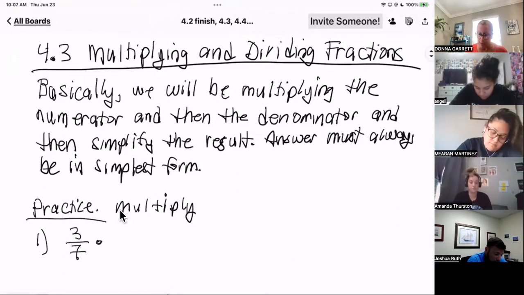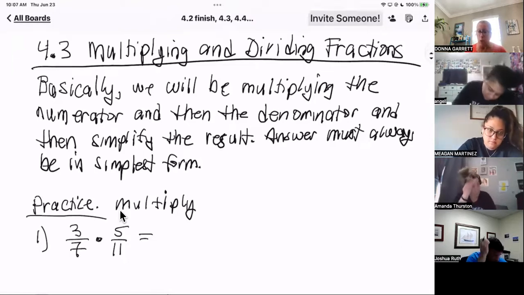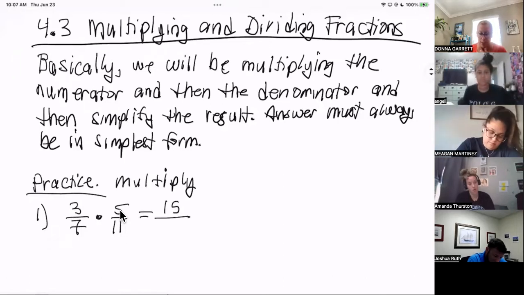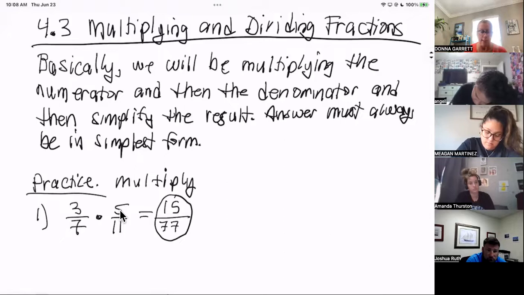3/7 times 5/11. I'm just multiplying my two fractions. I'm going to multiply my numerator. So 3 times 5 is 15. I'm going to multiply my denominator. 7 times 11 is 77. Then you want to think if you can simplify or not. In this case, you cannot simplify. You can try dividing by 3, but it won't work. So that is my final answer.